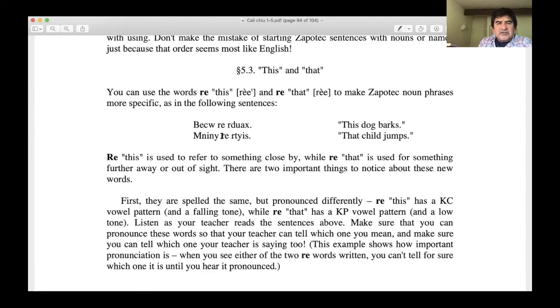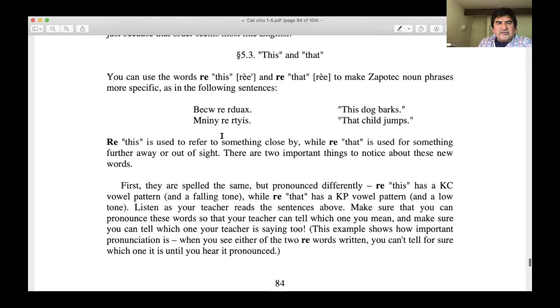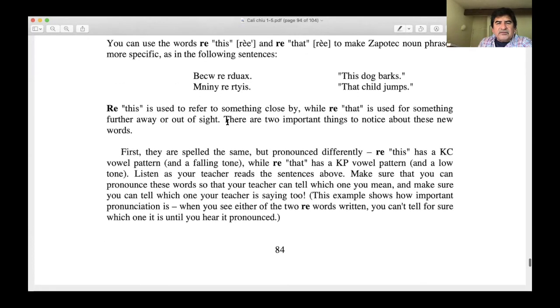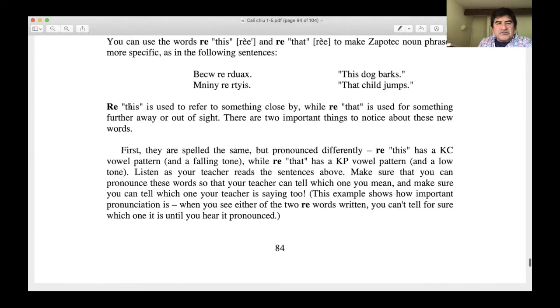rties. So I'm gonna say these two sentences one more time. Begre rdos. Ninre rties. Okay, so also the re, this, it means something that is close by, to the speakers.